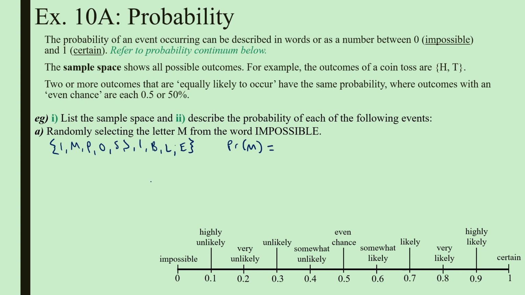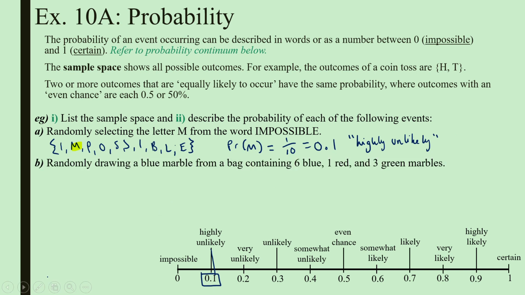Well, there's only one M in the bag. Okay, there's only one M in the Scrabble bag. So my probability is 1 out of, and there's 1, 2, 3, 4, 5, 6, 7, 8, 9, 10 letters in the word impossible. So I have a 1 in 10 chance, which I can convert to a decimal by using a calculator if you like, as a 0.1. Now, if we look at our probability continuum, a chance of 0.1 is read as highly unlikely. So it's actually not impossible, it's just highly unlikely. And that's our first probability.